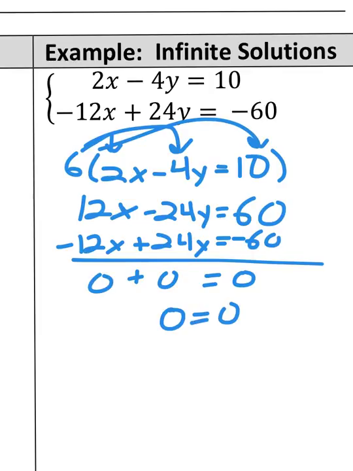When you have the same value on both sides of the equal sign, that means that you have infinite solutions. Really, these are both the same lines. If you plotted 2x minus 4y equals 10 and negative 12x plus 24y equals negative 60 on a coordinate plane, they would lay directly on top of each other and have an infinite number of solutions.